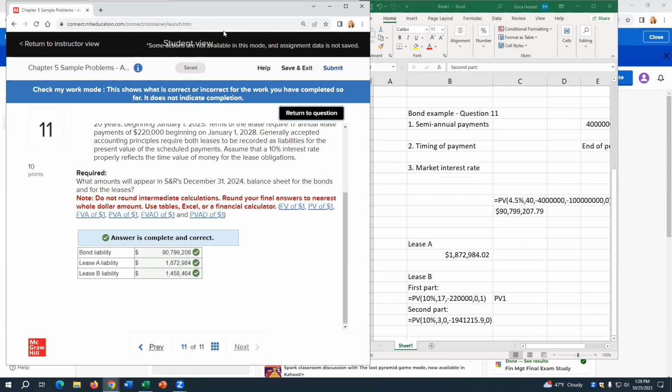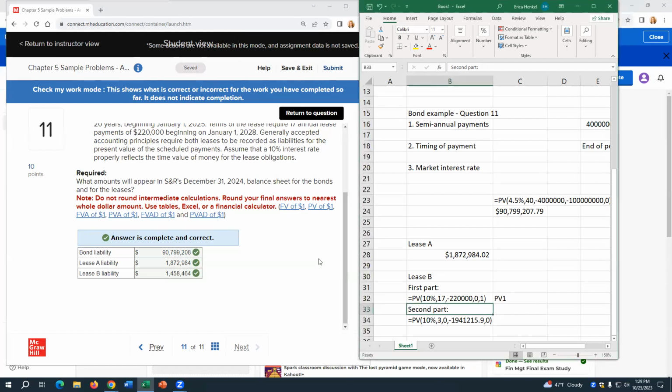Yes. Okay, I got a quick question on the second part of the lease B liability. Yep. So we used one for the type in the first part. Why wouldn't we use one for the second part? Because it's just an ordinary present value calculation. There's no intermediate payments. So it's going to be like two full years of, because we want three full years of discounting back. If we had put beginning of the period, it would adjust the number of periods. So yeah. Okay. Any other questions on that?